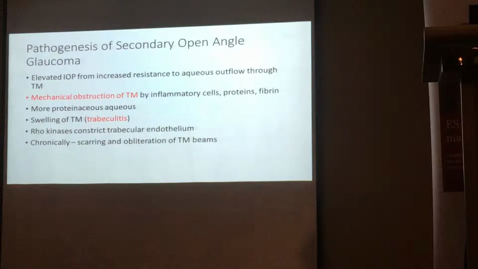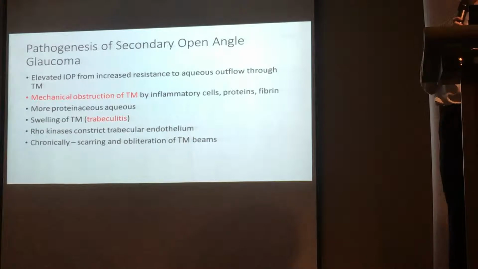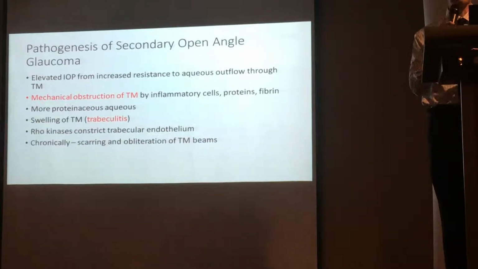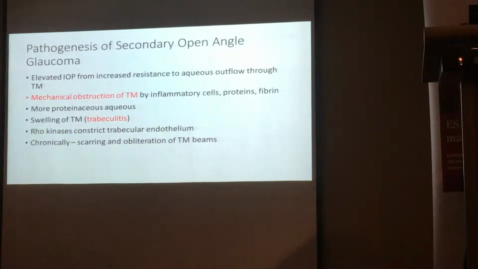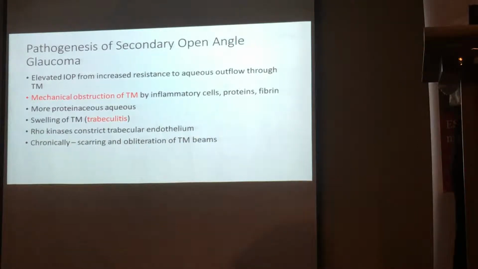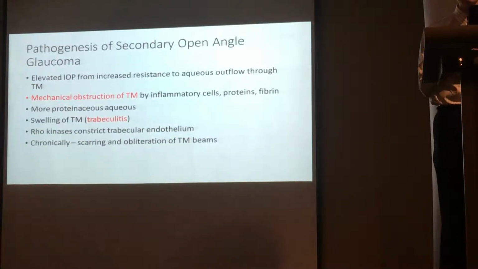In addition to that, Rho kinases, which are produced during the inflammatory processes, constrict the trabecular endothelium, and that would result in elevated intraocular pressure. It's interesting to note that there is a new class of glaucoma eye drops which will gradually become available over the next few years, which are Rho kinase inhibitors, ROCK inhibitors, and that's what Rho kinase inhibitors seek to do, to reverse that constriction of the trabecular endothelium.